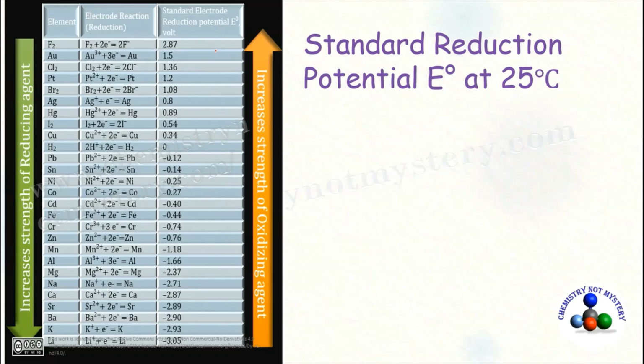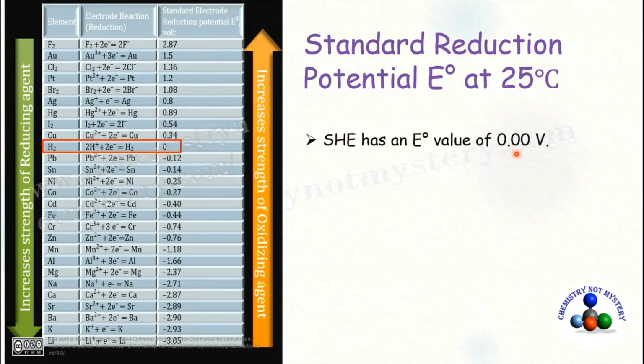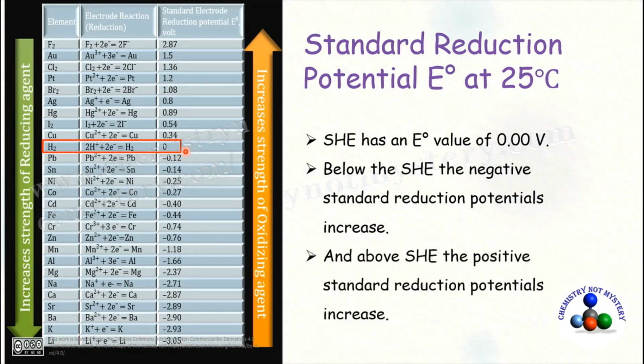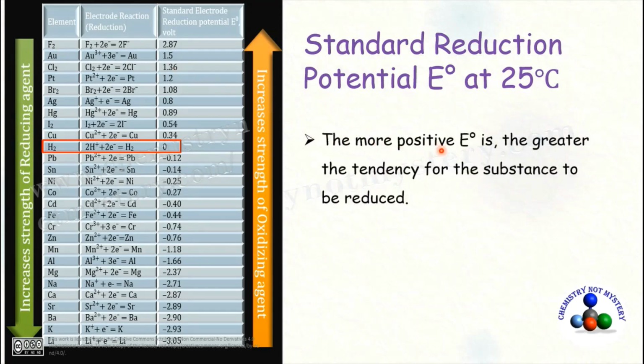And here is the list of electrode potential of different electrodes. When you observe the values given in this table, you will see SHE has 0 potential. And when you observe below 0, negative value of electrode potential increases. And the maximum value is found to be minus 3.05 and it is for lithium. And above SHE, positive value increases up to 2.87 and it is for fluorine. The more positive value means greater tendency of the substance to get reduced. In this table, fluorine has the maximum value and it is 2.87.